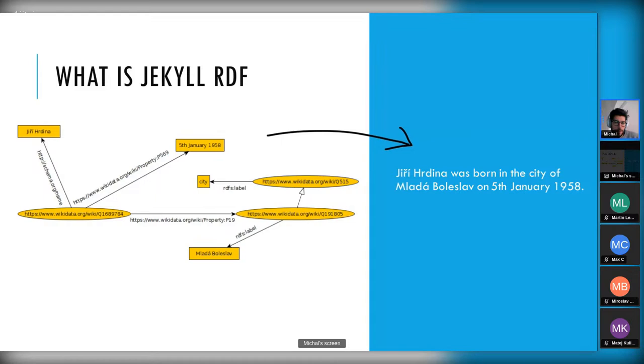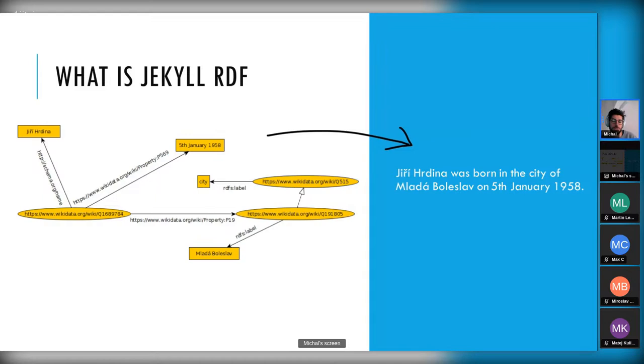What are we trying to achieve using Jekyll RDF? On the left side, you can see that we have some graph. I used as an example some data from Wikidata. It's about the Czech ice hockey player Jiří Hrdina, who had birthday yesterday, so this is why I chose him. And you can see that on the left side we have some RDF. This is a knowledge graph, and basically what we want to do is represent the data in the knowledge graph in some human readable way. We want to construct a web page based on that. So from the information we have on the left side, we could recreate something like on the right side. So Jiří Hrdina was born in the city of Mladá Boleslav on the 5th January 1958, which is exactly what is in the graph on the left side.